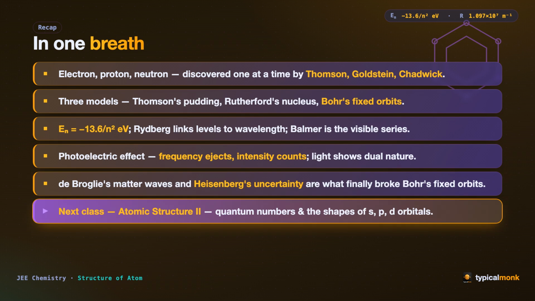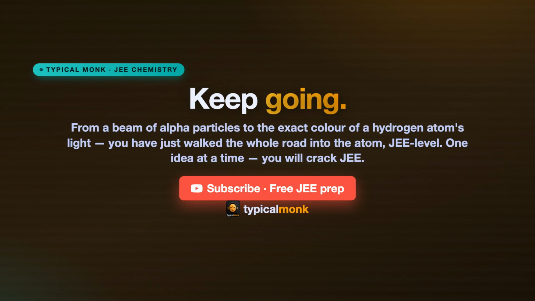And next class, we go deeper still, into atomic orbitals and electronic configuration, the quantum numbers and the shapes of the s, p, and d orbitals. Do not miss it. And so, my friend, we have stepped inside the atom, G level.